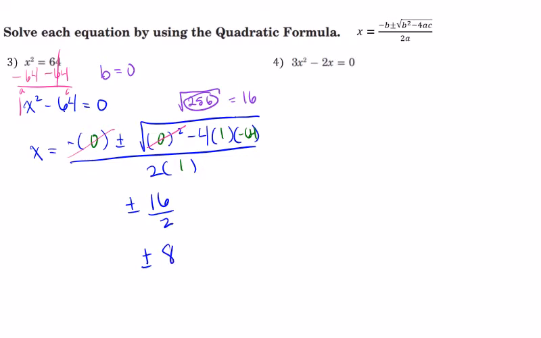And you can leave that as your answer, or you can write 8 comma negative 8. Either way is fine with me. But just remember that this means 2 answers, right? If you have plus or minus 8.